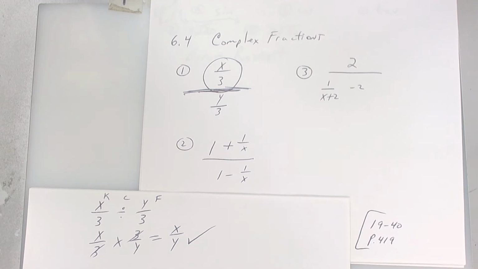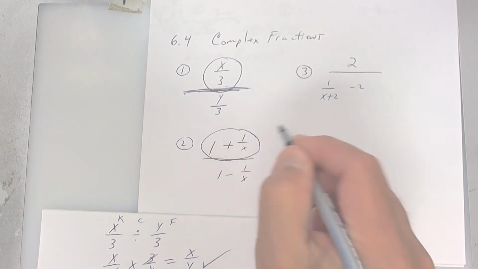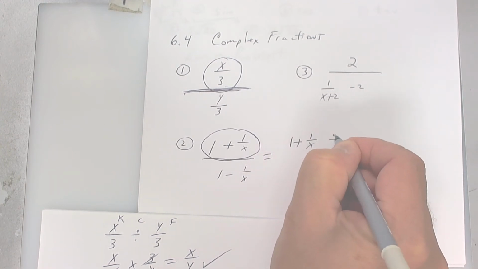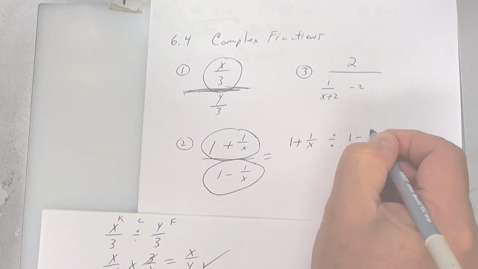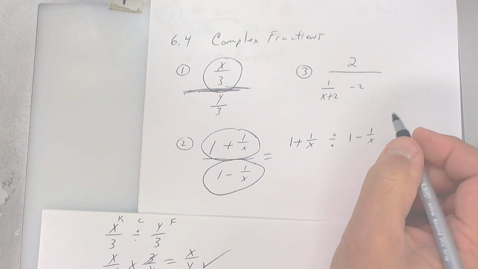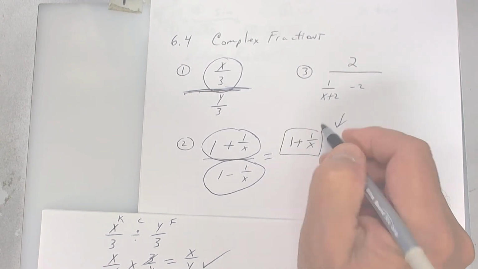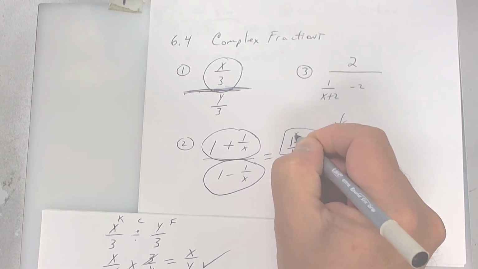This one right here, you're going to rewrite it. So you're going to put 1 plus 1 over x divided by all of this, 1 minus 1 over x. Now, before you can flip it and change it, you got to get your least common denominator. So put a 1 under here. Your least common denominator is x, so you're going to multiply by x.